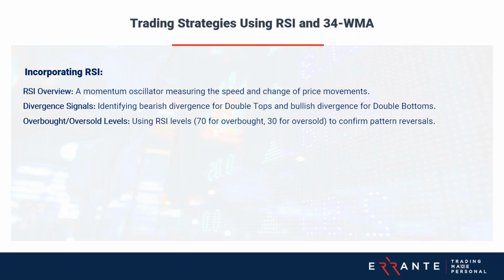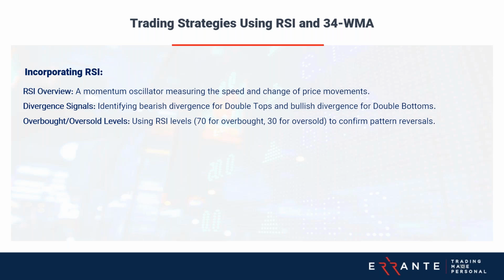And for the double bottoms, an RSI coming back from the 30 level at the second trough can confirm that the market is oversold, supporting a potential bullish reversal. And we can confirm the pattern if we see the RSI moving above the 50 level into the buying territory when we have a breakout candle above the neckline.